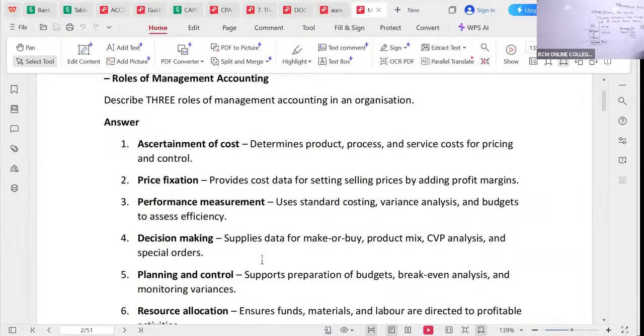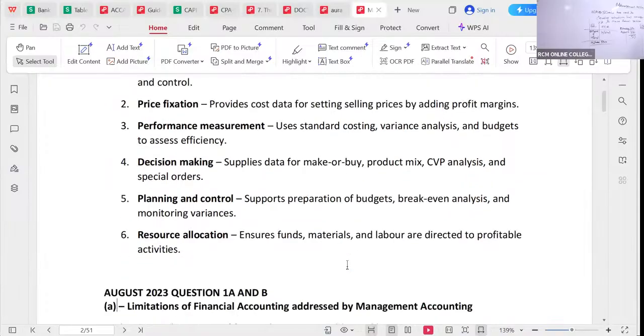We have decision making, which supplies data for make or buy, product mix, CVP analysis and special orders. Planning and control supports preparation of budgets, break even, and the monitoring of variances. Don't worry about those big terms; you'll be able to capture them as we move on with the syllabus. Resource allocation ensures funds, materials, and labor are directed to profitable what here, activities?